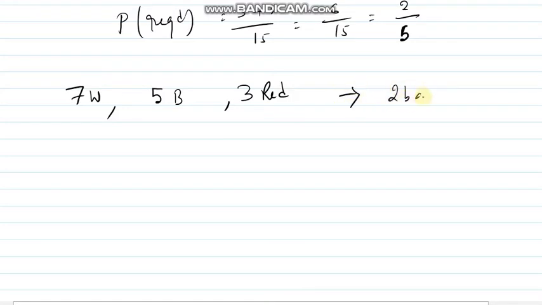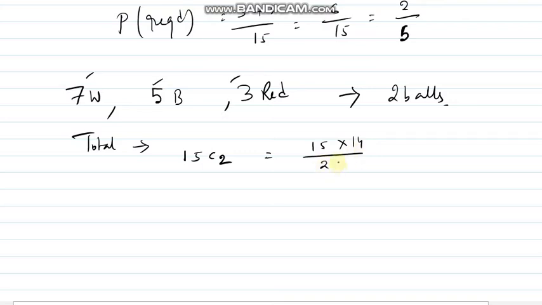So 7 white, 5 black and 3 red balls. Out of that I am taking 2 balls. First, total sample space. How many balls do we have here? 15. So total sample space will be 15C2. So 15C2 will be 15 into 14 divided by 2 into 1, if you know how to calculate. Otherwise you can check the permutation combination video. So it is 105.